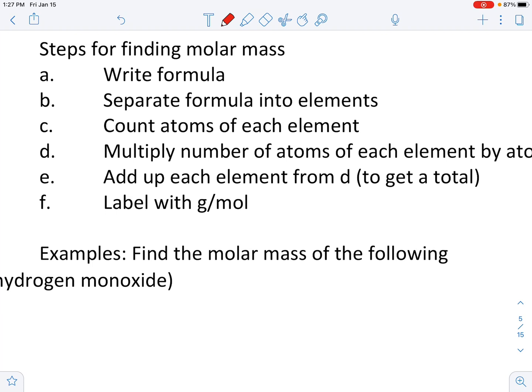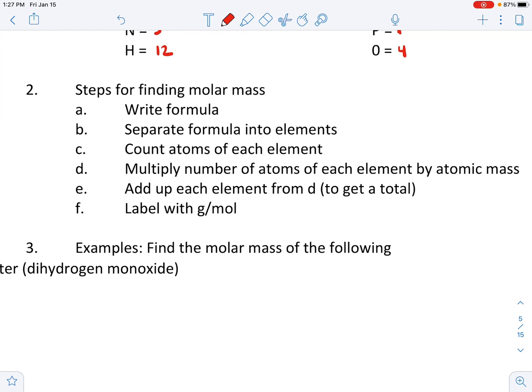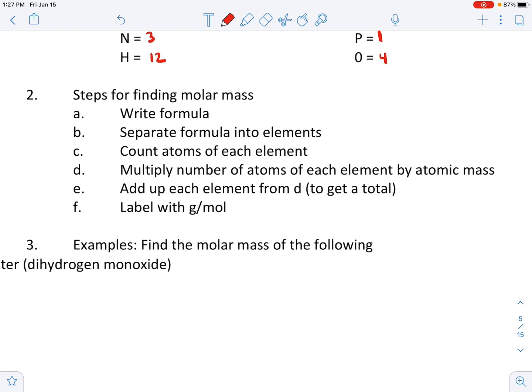We're going to count our atoms, and then we're going to multiply the number of atoms by each element's atomic mass. Okay? Then we're going to add them up, and we're going to round to 2 decimals. All right? So we're only going to keep 2 decimals right here, but we save the rounding to the end. We don't round at the beginning. All right? And then we're going to label with grams per mole. So let's see if we can do a couple of examples here.